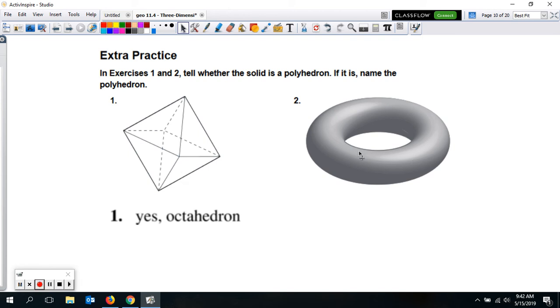Number 2, you can see on this one like an inner tube right here, that shape, that is not a polyhedron. Tell whether it's a polyhedron? No, it's not, because of the curved surfaces.